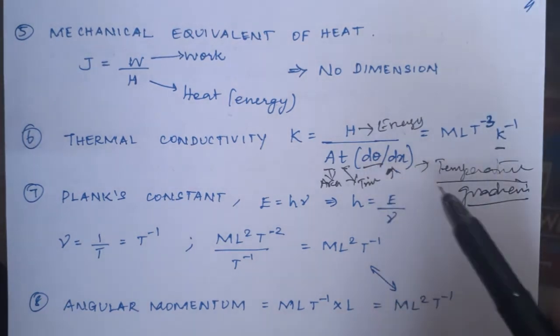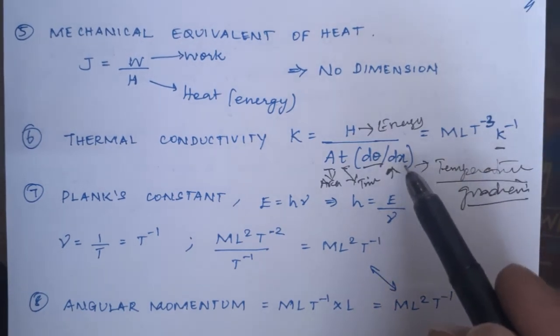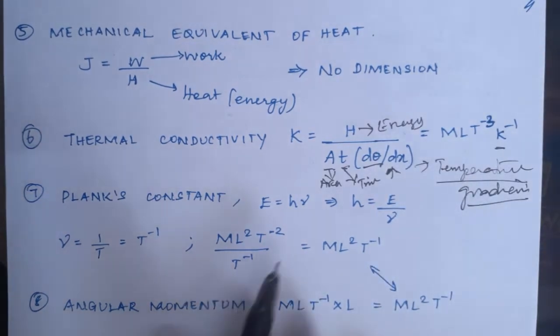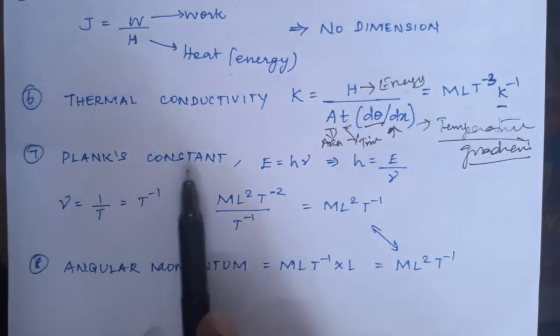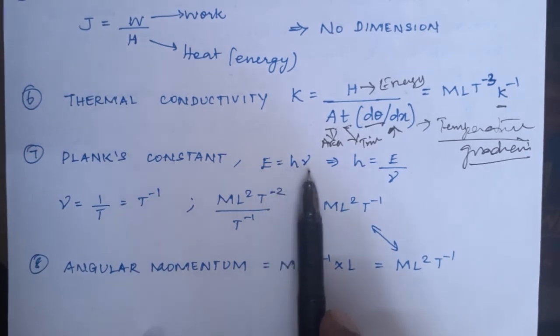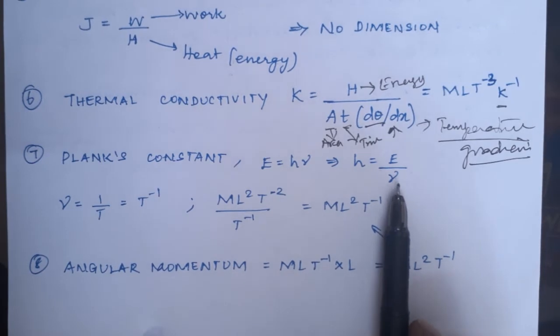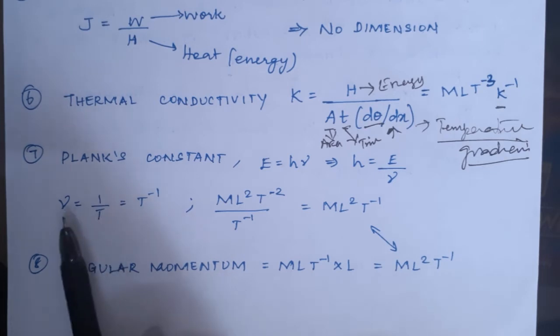d theta by dx refers to temperature gradient, that is change in temperature with respect to distance, right? Then we'll go for Planck's constant. Planck's constant h. We know E equal to h nu. We know the energy of a photon is E equal to h nu, which gives h equal to E by nu. Nu is 1 by T. Frequency is the inverse of the period. T is period, nu equal to 1 by T.